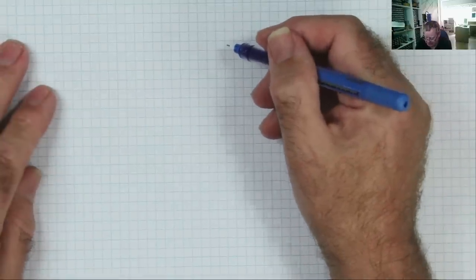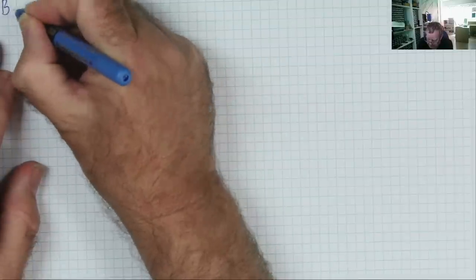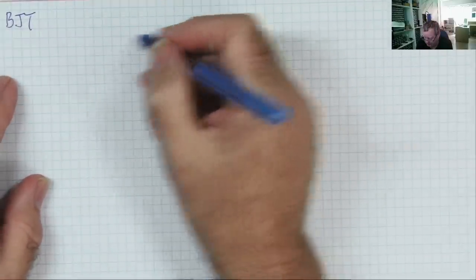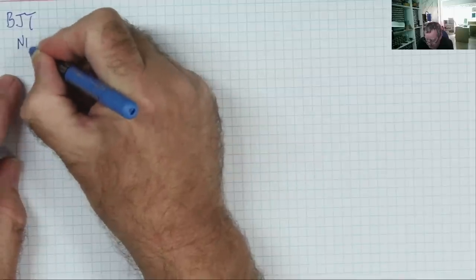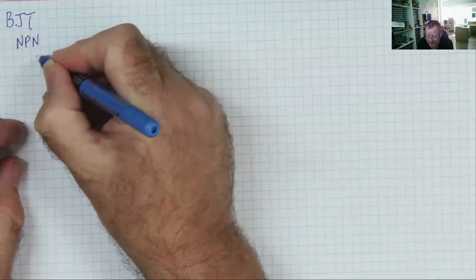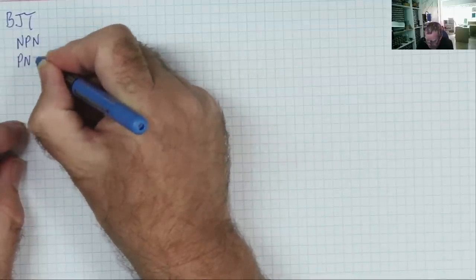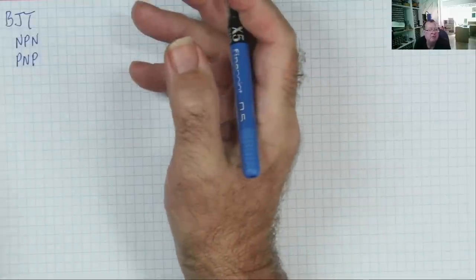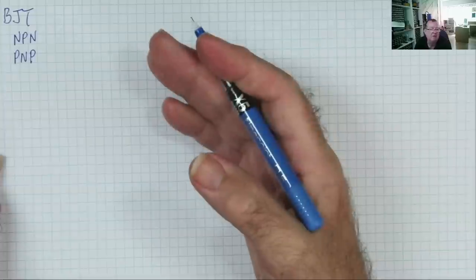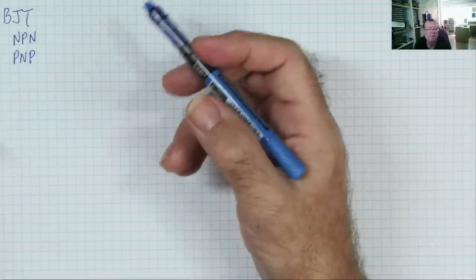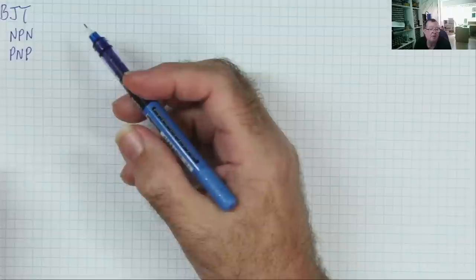Bipolar transistors then. BJT, bipolar junction transistor. These come in two types. One is called NPN, and the other one is called PNP. The difference between the two, effectively, is the polarity in which they work. I made a whole video about these transistors, which I'll give a link to from here.